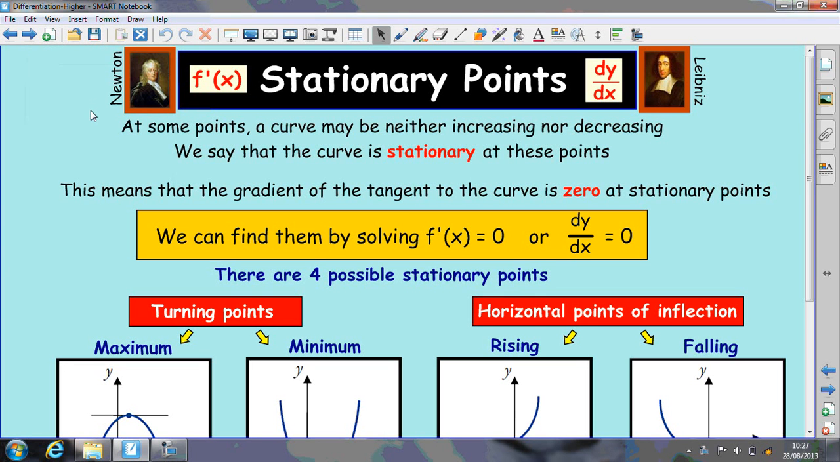In this lesson, we're going to look at stationary points. So in the last lesson, we looked at when graphs can be increasing or decreasing. And if you differentiate and substitute a value in, you can find out if the derivative is positive, which means the function is increasing, or if it's negative, which means the function is decreasing. But in a stationary point, we say that the curve is stationary when it's neither increasing nor decreasing. And this is when the derivative is equal to 0.